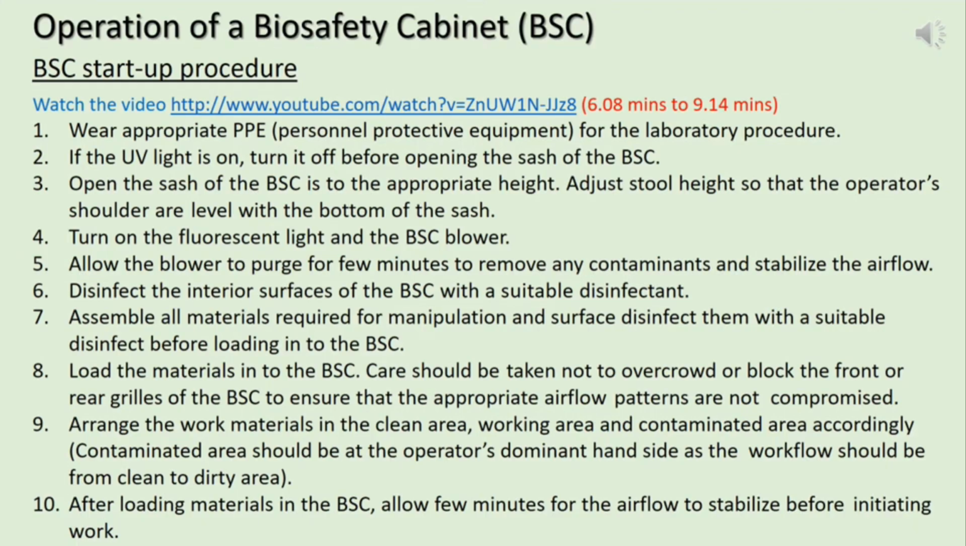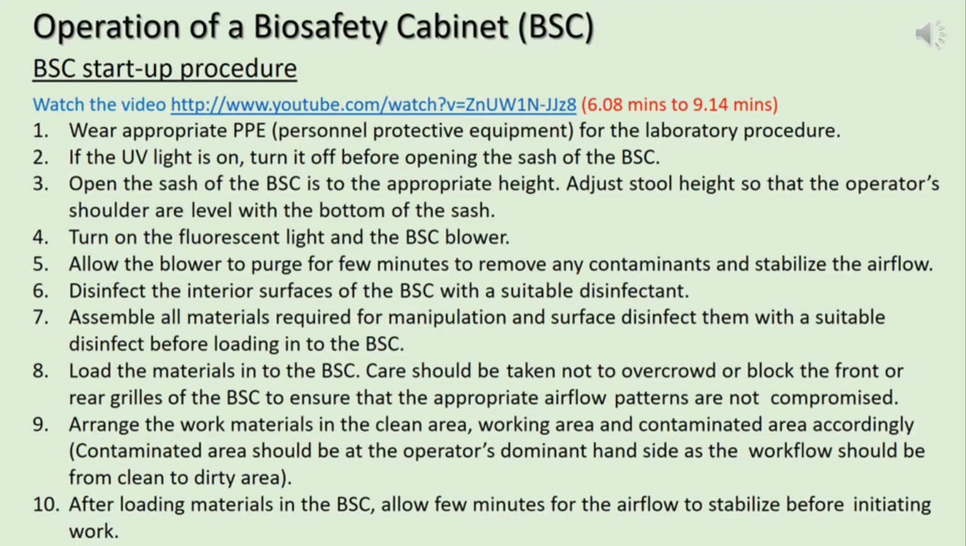Okay, so the first thing, you have to make sure that you wear appropriate PPE, personal protective equipment, suitable for your lab procedure. And in the biosafety cabinet, if you see that the UV light is on, you need to turn it off before you open the sash of the BSC. Usually UV light is used to disinfect the work surface of the biosafety cabinet when it is not in use. So before you open the sash, if it is on, you need to turn it off because you shouldn't get exposed to UV light.